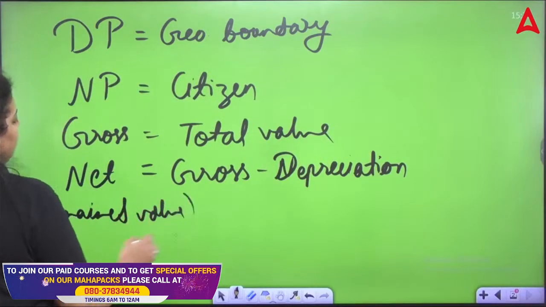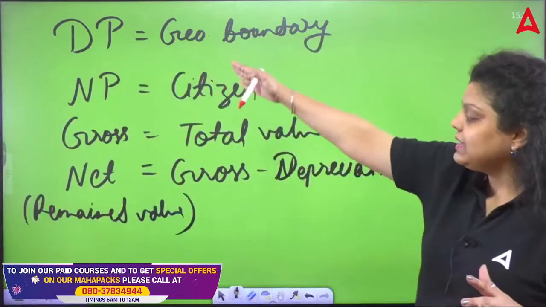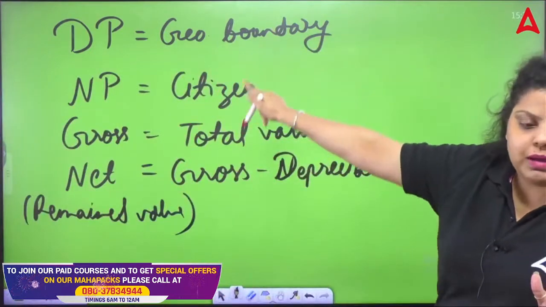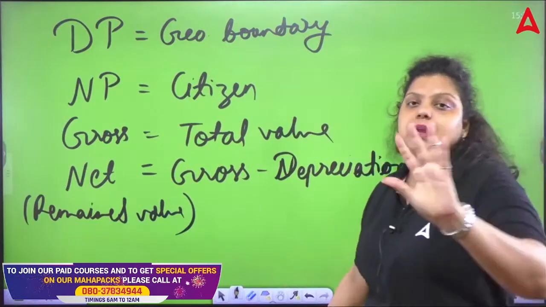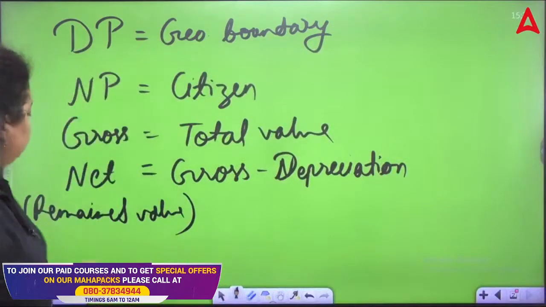Okay, so this is how the GDP, GNP, NDP, NNP will be counted by only these 4 terminologies. If you remember these 4 terminologies, you will easily be able to understand what is GDP, what is GNP, what is NDP, what is NNP. Okay, so this is all.